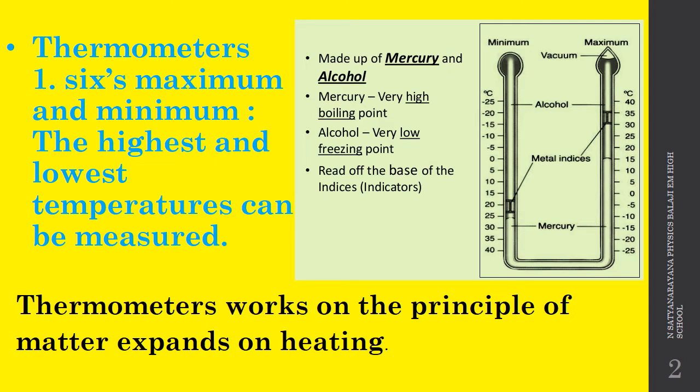In this also they will use two liquids, one mercury, another one alcohol. Both will be used, because alcohol has a very low freezing point, that means it can measure up to minus 25 also, and mercury with a high boiling point, that means it can be recorded up to 50 degrees also. So using that you can find the maximum and minimum temperatures of any particular day, where there will be indicators. These metal indicators will give you the temperatures.